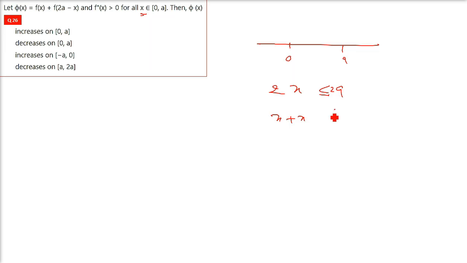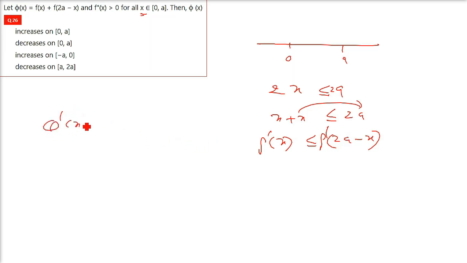2x can be written as x plus x. X plus x is less than or equal to 2a. Let us take x on the right hand side. So x is less than or equal to 2a minus x. Now let us take f dash on both sides. It will not make any difference. I am taking f dash on both the sides. So what do we get? F dash x is less than or equal to f dash 2a minus x.